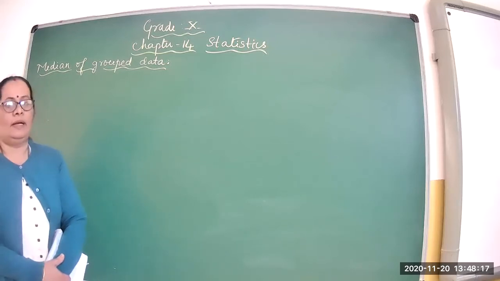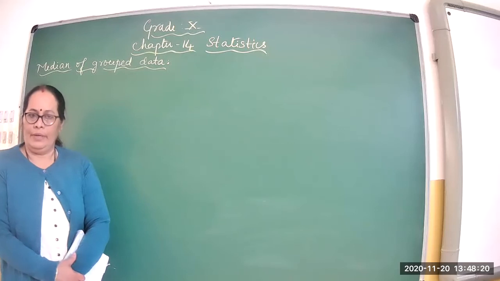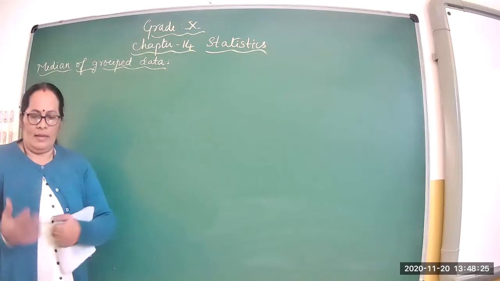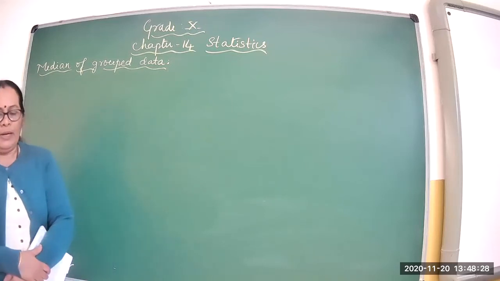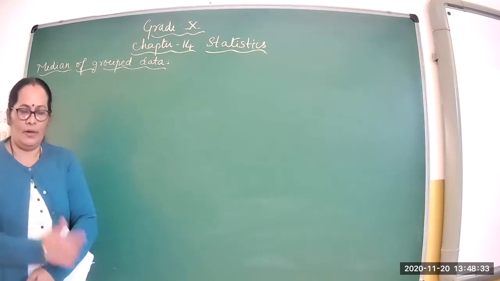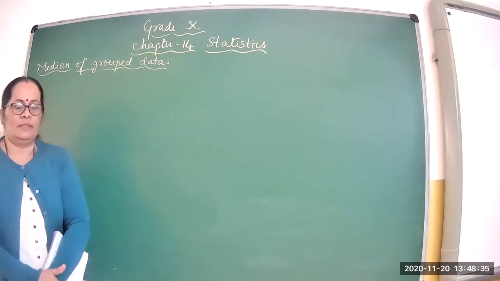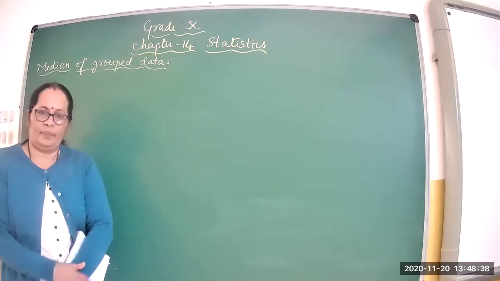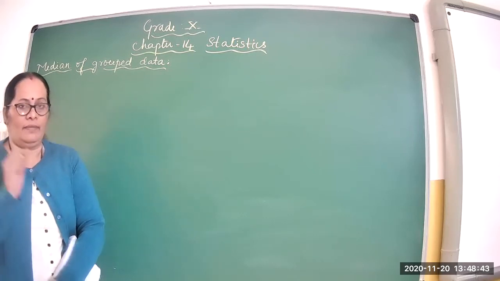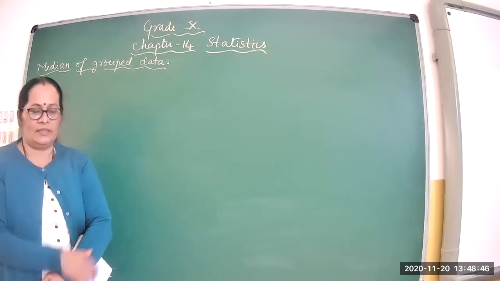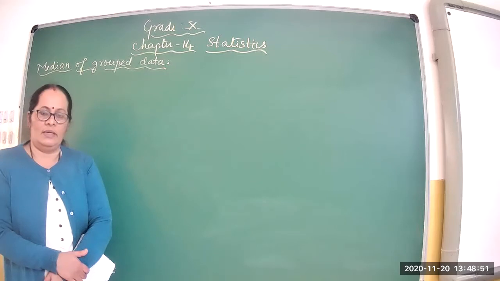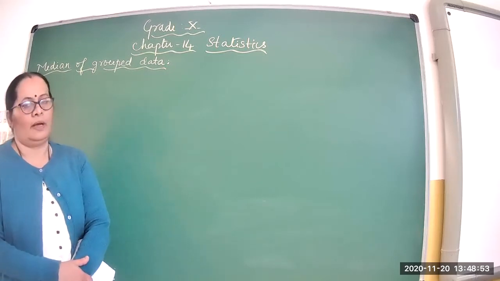prepare a cumulative frequency table. Then you have to find the cumulative frequencies of all the classes. At first you need to draw the cumulative frequency table. Next step, you need to find all the cumulative frequencies. And in the third step, you have to find n by 2. What is n? N is the total number of frequencies.